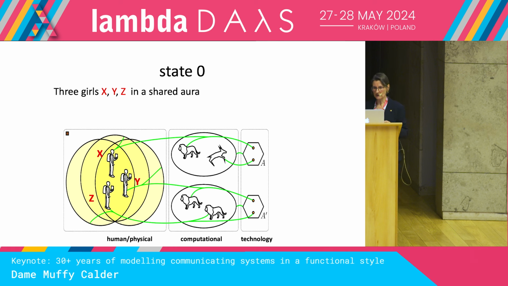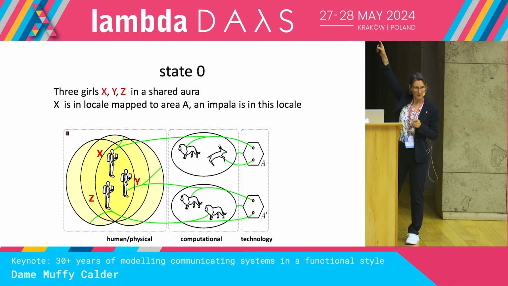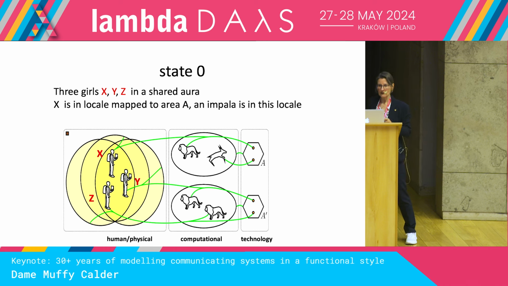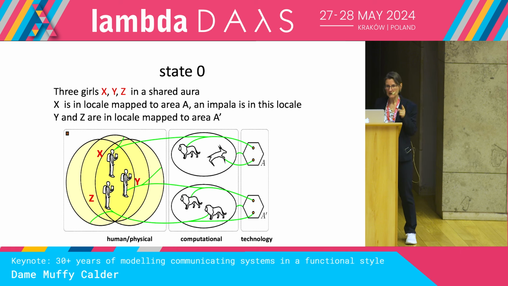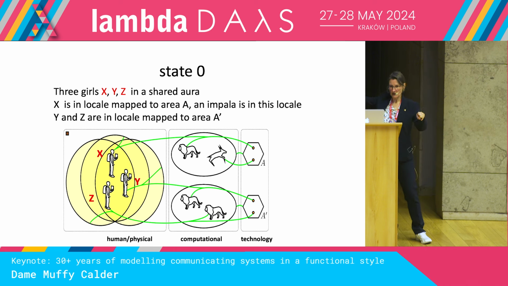Okay, X, Y, and Z, there's their names. Now, X is in a locale marked to area A up top. You see that? And there's also an impala in that locale. So that's in the middle, you see the impala. Y and Z are in the lower locale that maps to area A dashed. Got that? Great. So aura, locale, area.